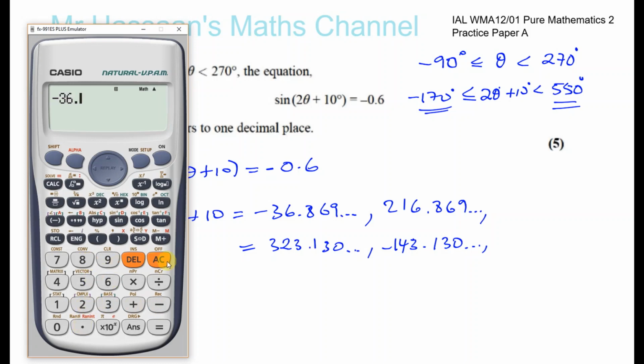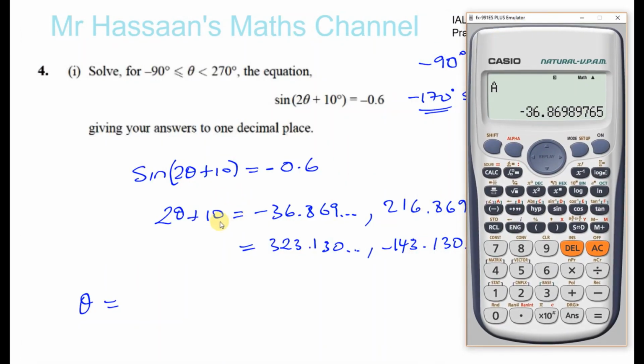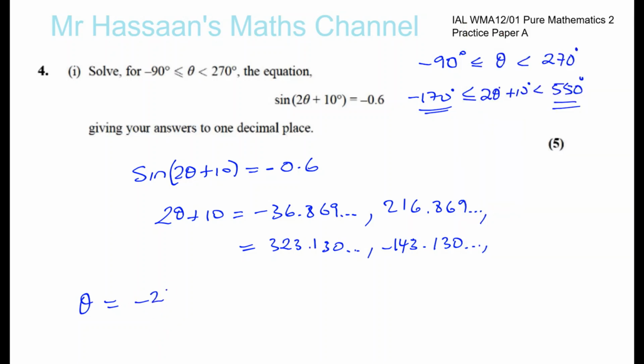I'm going to take away 10, and divide by 2. That gives me minus 23.434. Minus 23.43. I'm not rounding, I'm just writing what the display continues. In the end we have to give it to 1 decimal place, so I'm going to round it at the end. And then we're going to have minus 143. No problem, I'll just do it in this order.